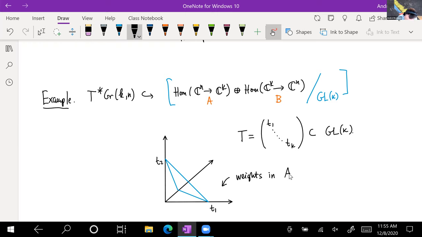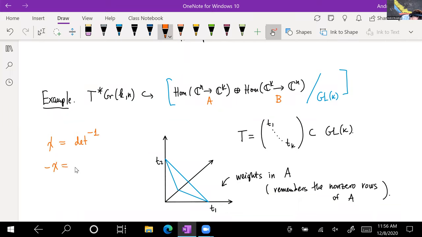In A, we look at the matrix A and which rows of this matrix are non-zero. So select, or remember, the non-zero rows of A. For B it's the opposite, and let's take the character to be the determinant minus 1. So minus chi is the vector 1, 1, 1, the vector that sticks out like that. This minus chi has to be in this cone.